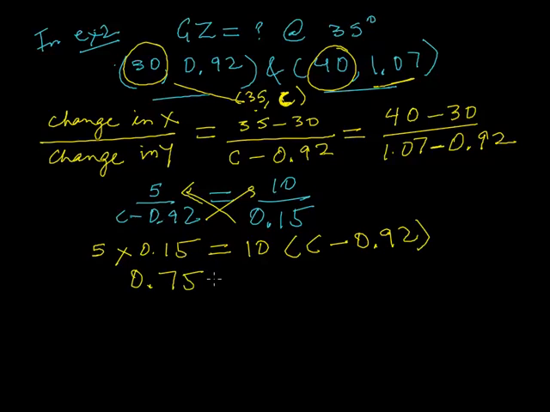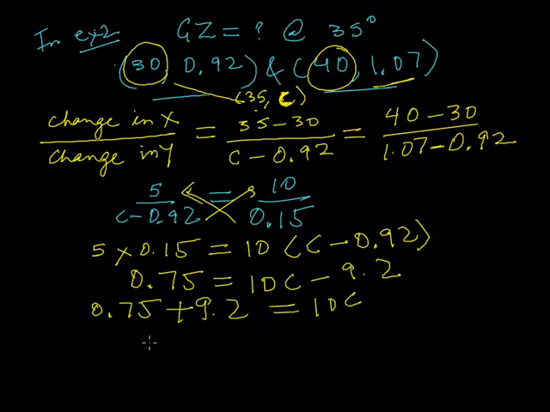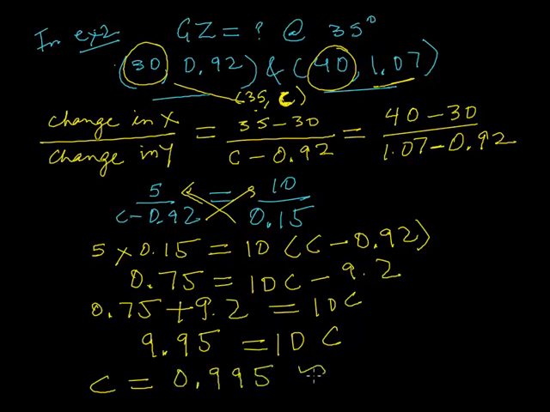Let's just simplify it using all the algebra that we have learned in our earlier modules. So 0.75 equals 10C minus 9.2, 0.75 plus 9.2 equals 10C, and 9.95 equals 10C. So C equals 9.95 divided by 10, which is 0.995, which is approximately equal to 1, and it's kind of equal to what we had in example 2, looking at the graph.